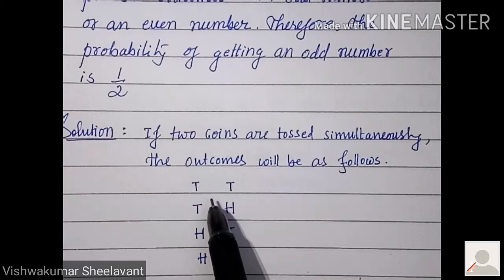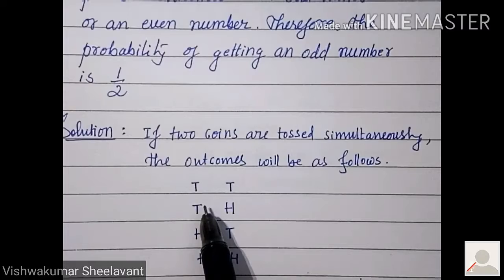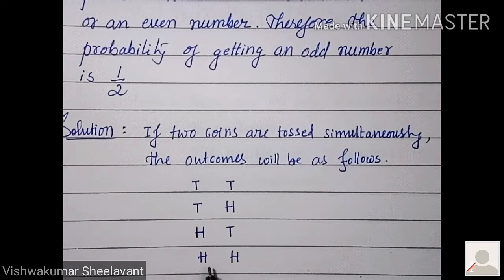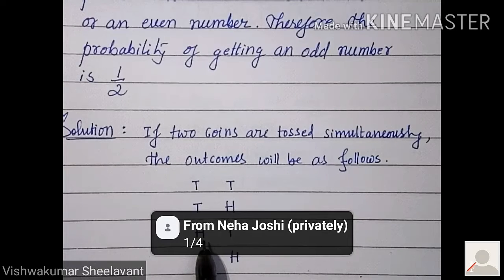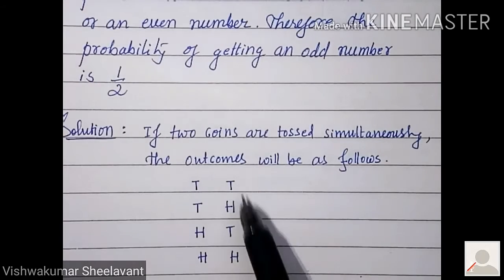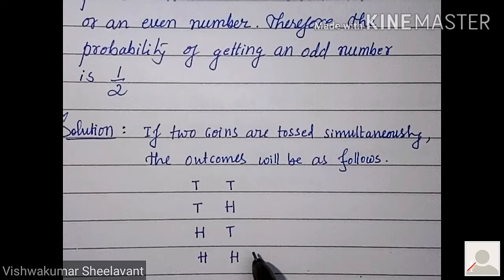Probability of getting both times tail is how much? Probability of getting two tails is 1 by 4. Probability of getting two heads is how much? 1 by 4. Probability of getting one tail and one head is how much? One tail, one head. One head, one tail. There are two combinations. So 2 by 4, that means 1 by 2. Because of this, all the probabilities will not be equal to 1 by 3. Two probabilities are 1 by 4 and 1 by 4, and two probabilities are equal to 1 by 2.